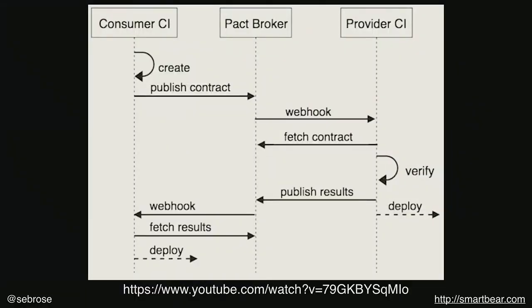Again, this is a very simplified version of it because it looks more like this. It's still not hugely complicated. The consumer CI runs, which creates the JSON file. That publishes the contract to the Pact Broker, which fires a webhook to the CI for your provider. The provider will then fetch the contracts down. The CI will run the tests using those JSON files, verify that they have passed or failed, and publish the results.